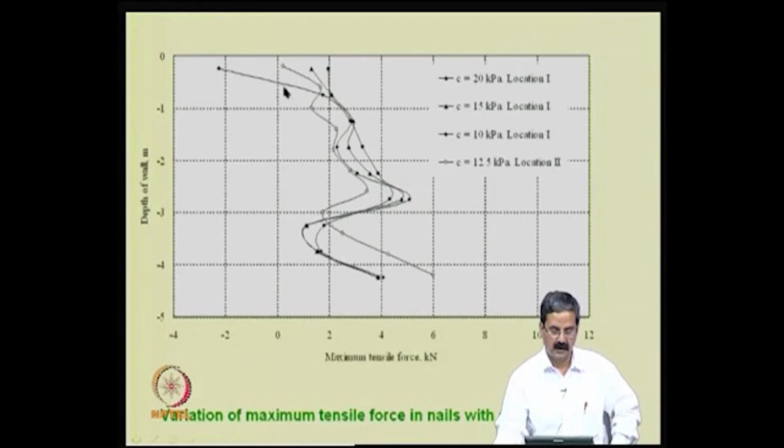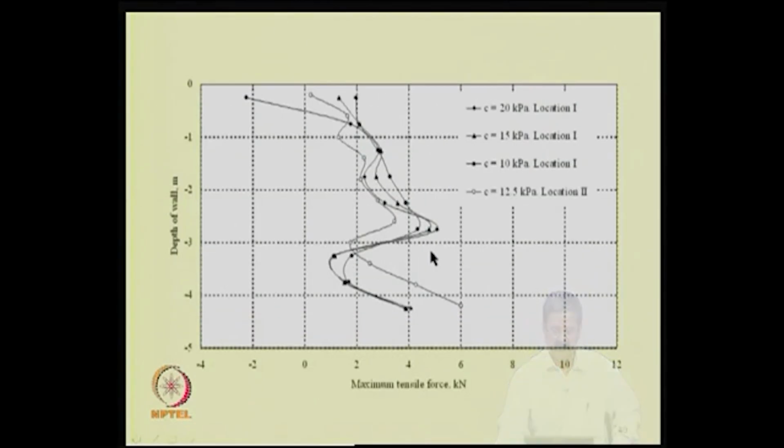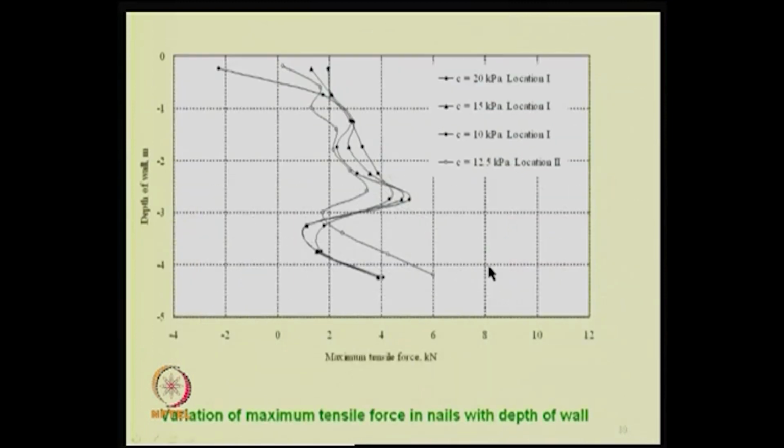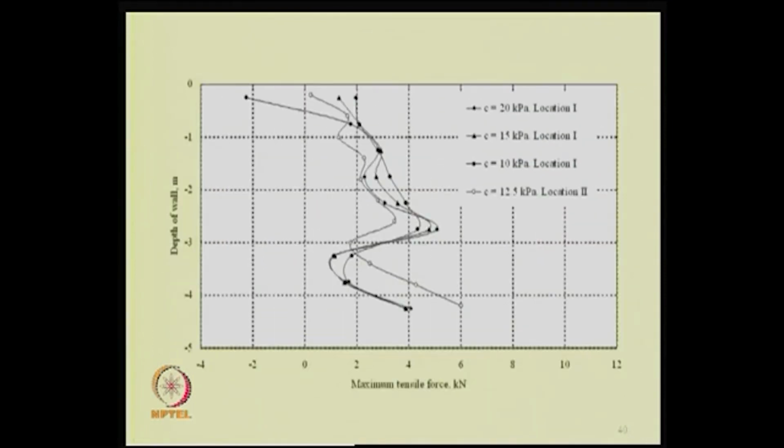Okay. It is not like a triangular distribution or something like that, it is not like we assume. We will see that. So, this is another one: variation of maximum tensile force in the nails.